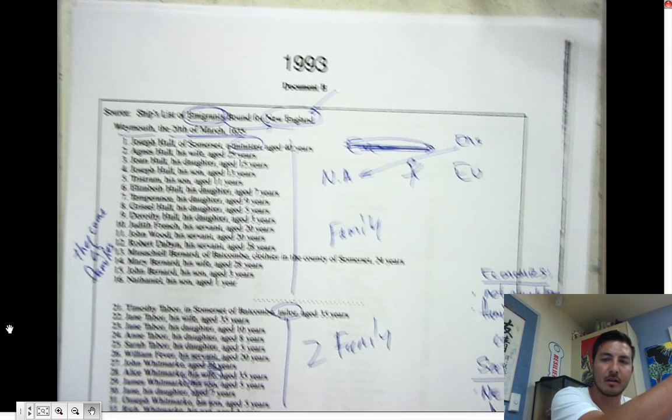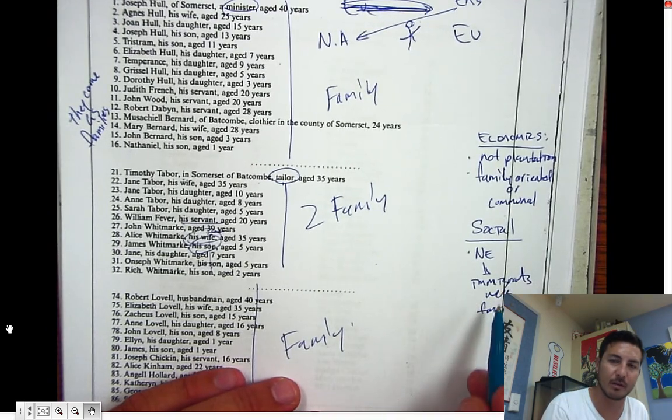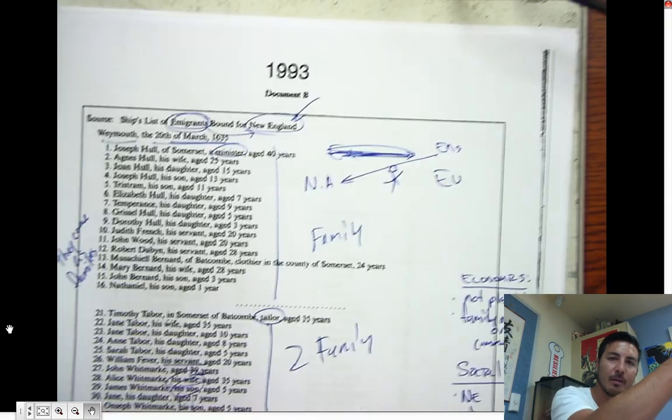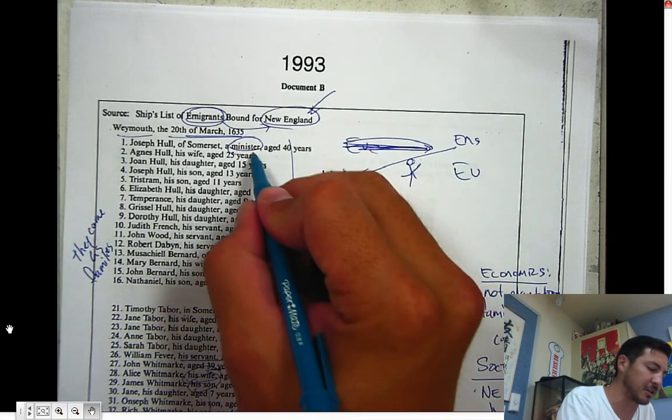Okay, again, I'm so sorry that I can't see this, but here I go. New England immigrants were mainly families. Okay, now politically, I just kind of looked at this minister.